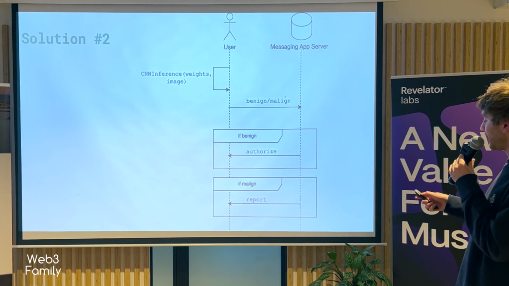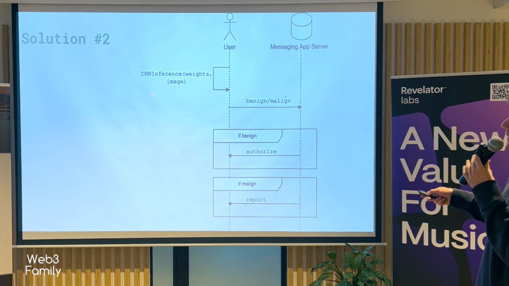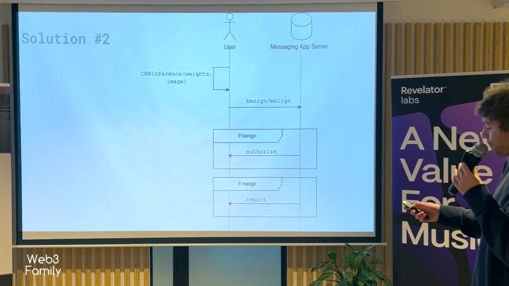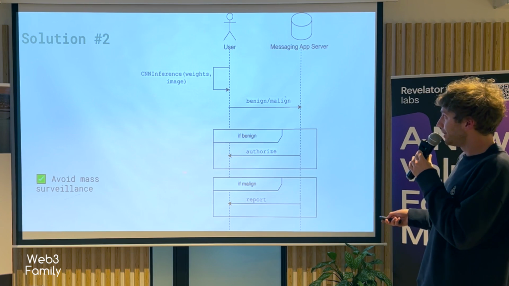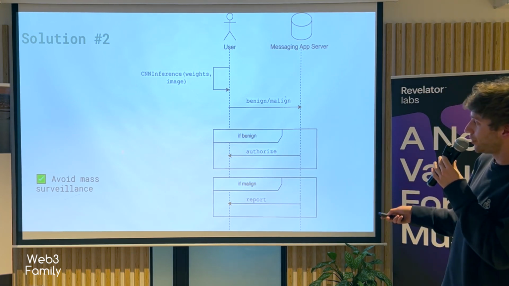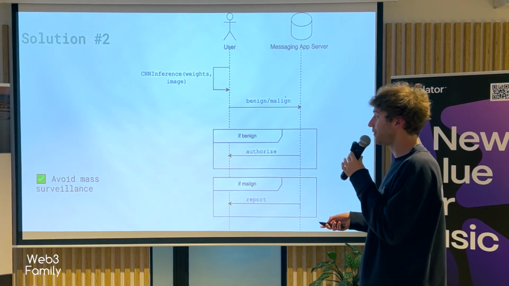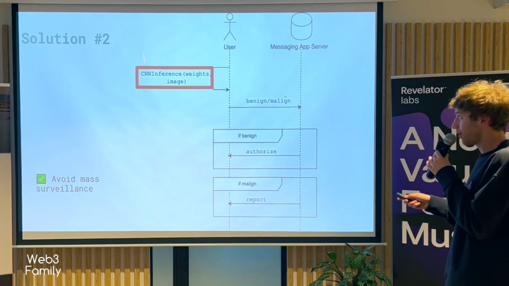So we get to a second attempt to find a solution. This is basically the same as before, but the only difference is that now the CNN inference function is run on the user side. As you see, the image never leaves the user, which is good. This avoids the mass surveillance problem. But there's another problem.